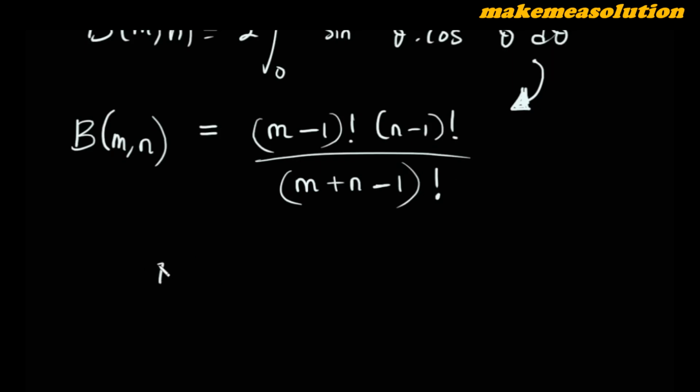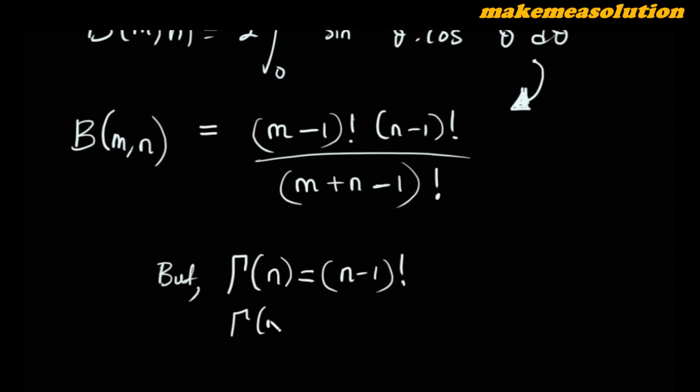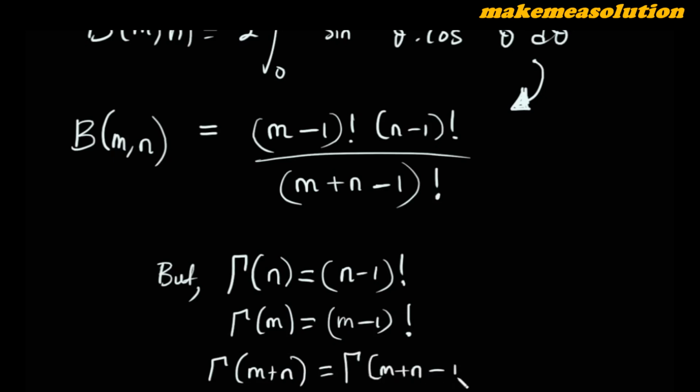But wait, we learned that gamma of a number n, for instance, is the same thing as n minus 1 factorial. Gamma of an integer m is going to be m minus 1 factorial. Is that not so? So gamma of m plus n is still going to be what? m plus n minus 1 factorial. Does it make sense?